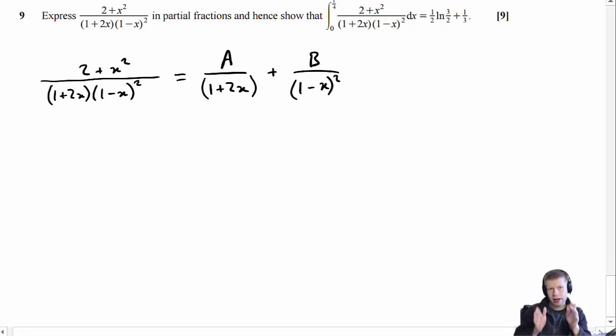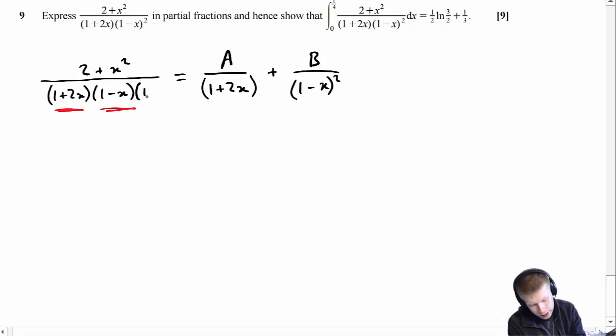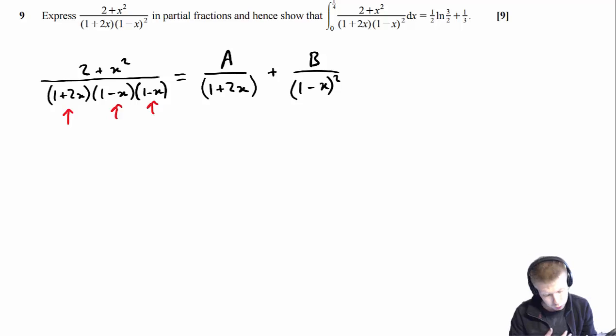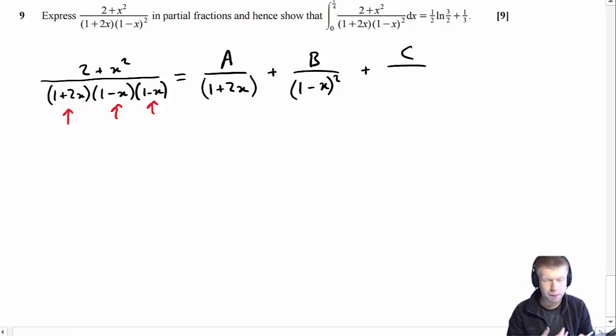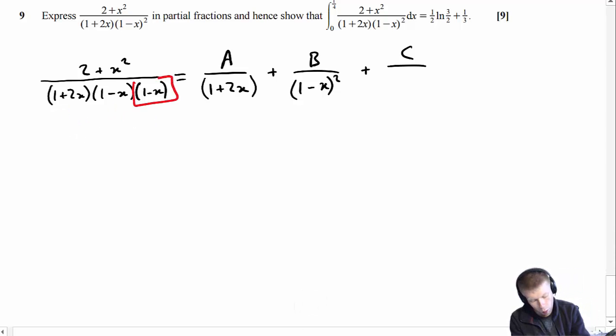Here we've got to be really careful, because look here. How many factors have we got? Well, we've got 1 there, and 1 there, haven't we? Well, no, we haven't, because if I write 1 minus x squared as 1 minus x times 1 minus x, there are actually 3 factors on the denominator, so there must be 3 fractions. So what is my third fraction? It's going to be some number on the top, and on the denominator it's just going to be a single 1 minus x.